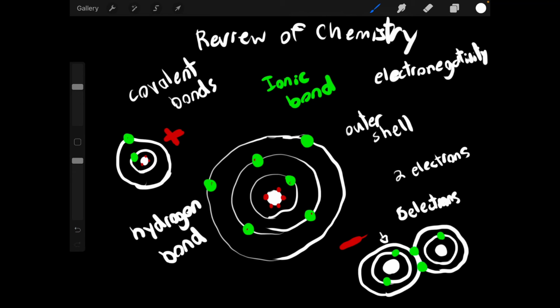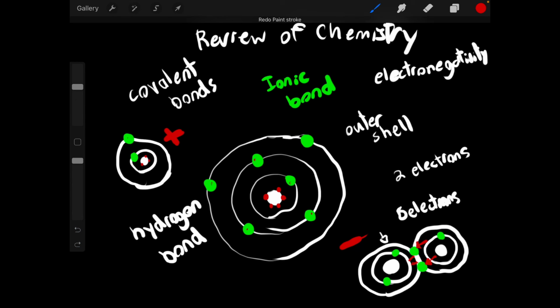So if this atom has a higher electronegativity, these 2 electrons will be pressured to move towards that atom and away from this one. So now it's still balanced, a covalent bond is still the best, but the electrons are getting pushed towards this atom because this atom has a higher electronegativity rate. Each element has its own electronegativity.